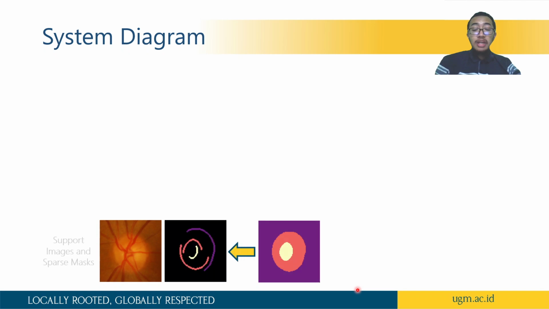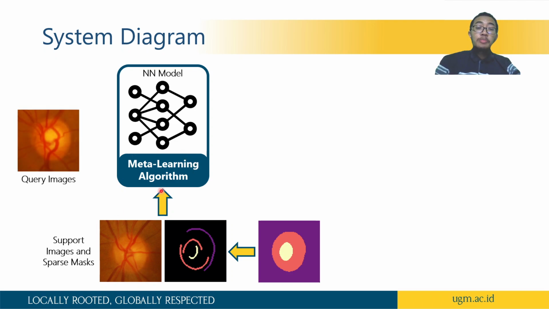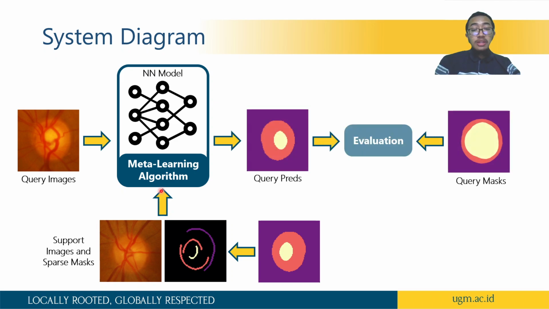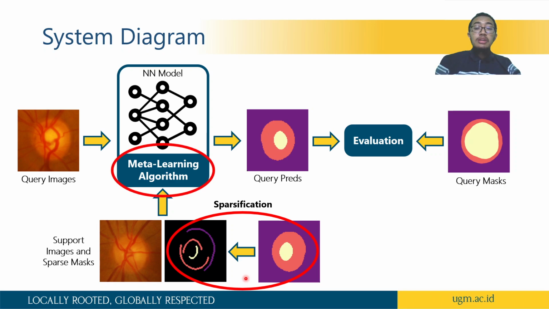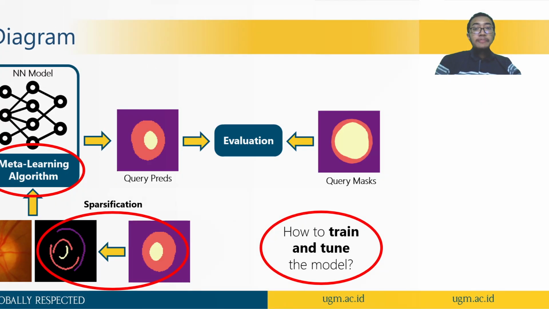This is the system diagram. So it starts with sparsification, converting dense label into sparse label, and then we use the support data to train a meta-learner, and then we use the meta-learner to predict query images, and finally we evaluate the result. There are three important things here. The first one is the sparsification, next is the meta-learning algorithm, and finally how to train and tune the model.